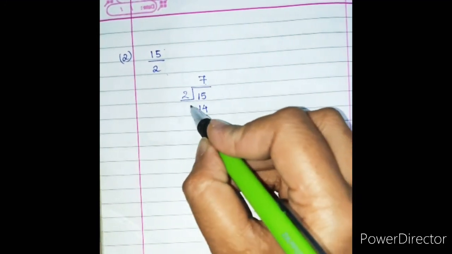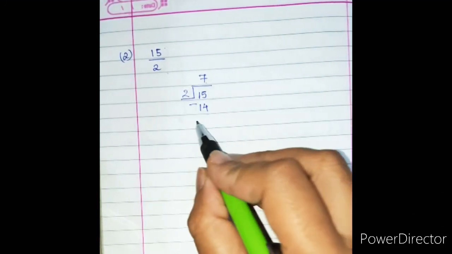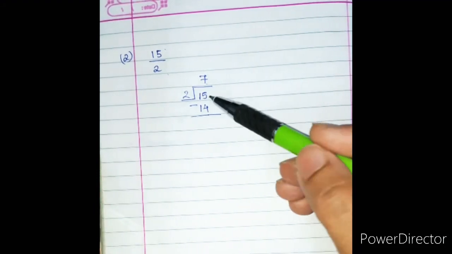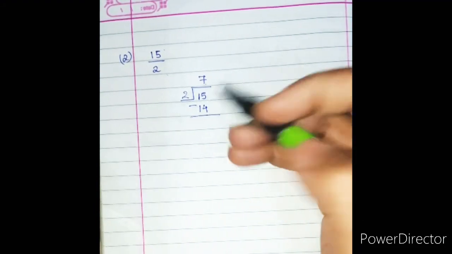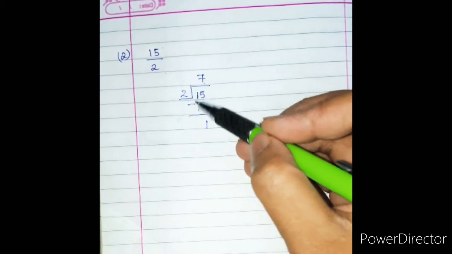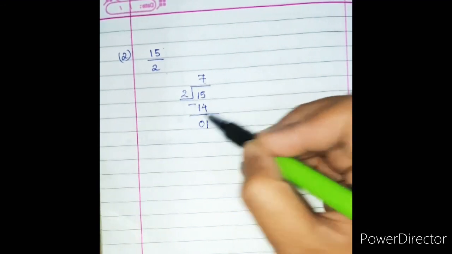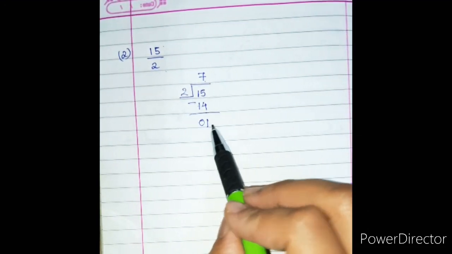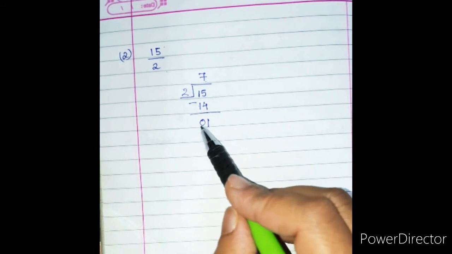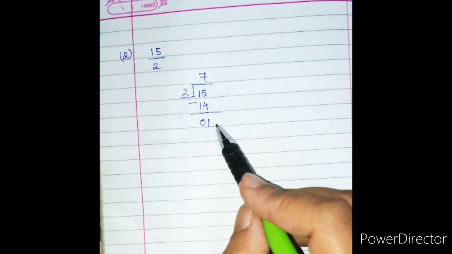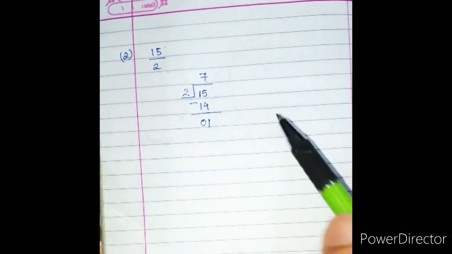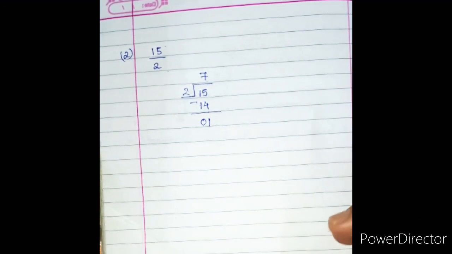When the division is there, we need to use a subtraction sign to get the remainder. 5 minus 4 gives you 1, and 1 minus 1 is 0. So it is considered as 01, or just 1. 0 doesn't have any value if it is in front of the number. Only if this 0 was behind, then it would have been 10. Otherwise, the remainder is only 1.